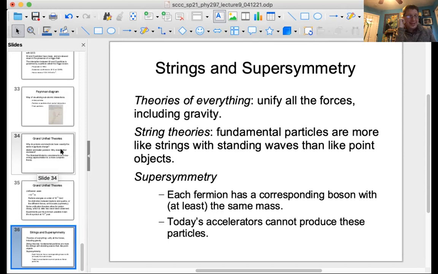One type of theory that has some traction, but we're not at the level where we can experimentally verify it, are string theories. Fundamental particles are more like strings with standing waves than like point objects. The problem is we don't have the means of verifying whether the string theory works. There's a lot of research and thought that has gone into developing string theory. We have no means of verifying if it works or not.